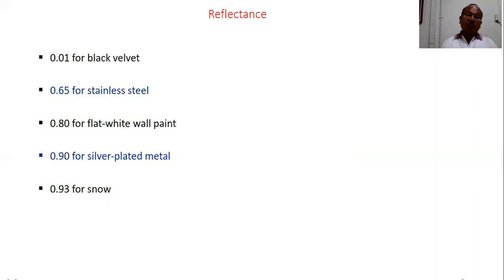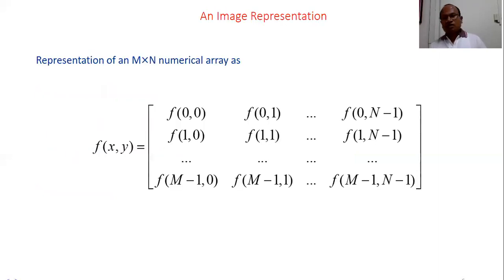So this is the concept of reflectance. These are necessary things to discuss when we want to understand how an image is processed in image processing by a number of operations. This slide shows image representation. We have already discussed that an image can be represented as an array of m cross n, with m number of rows and n number of columns.